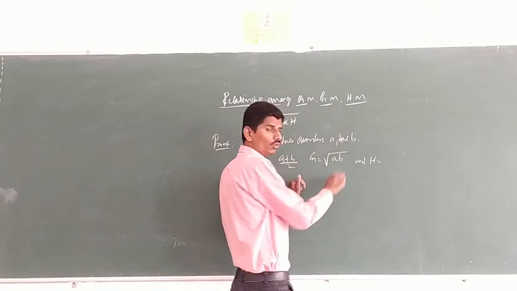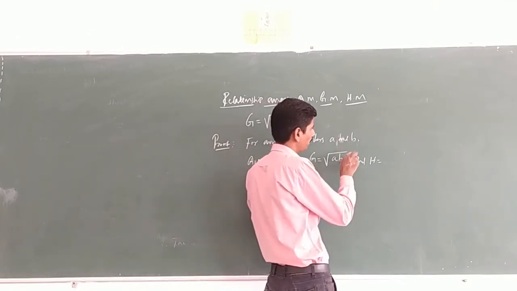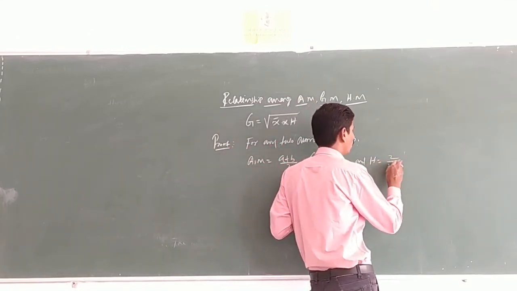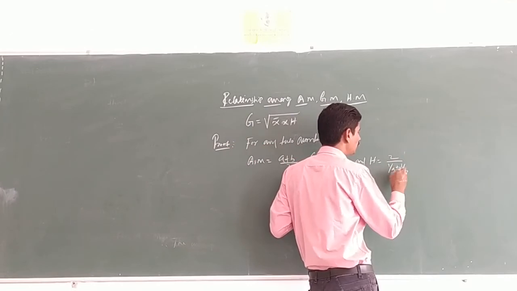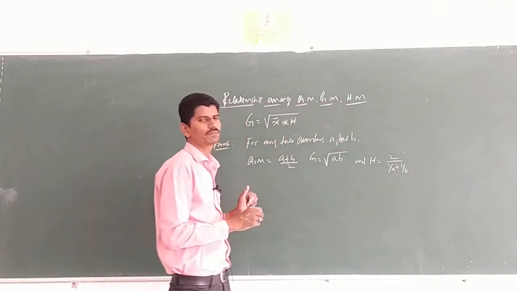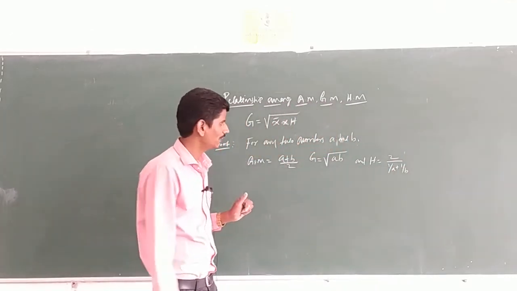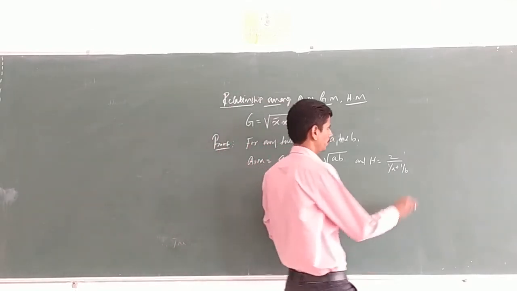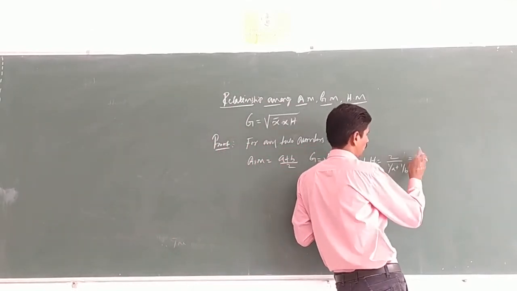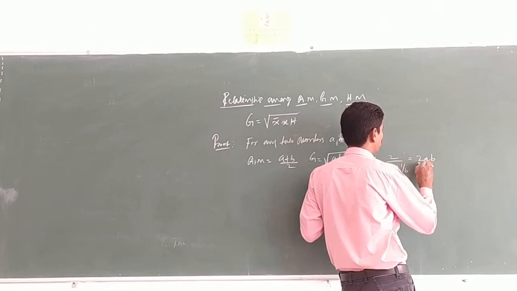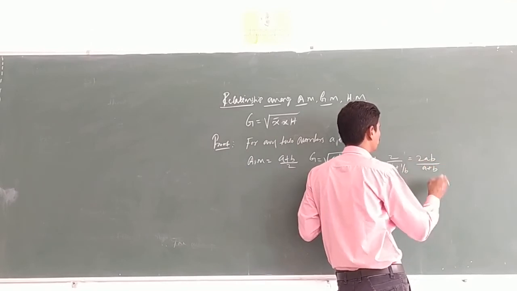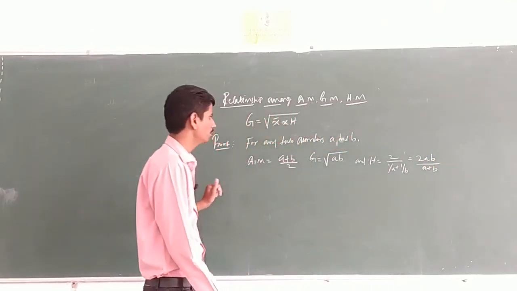The next, harmonic mean, H equal to harmonic mean. There are totally two values, A and B, so it is 2 divided by 1 by A plus 1 by B. That is the reciprocal of the given values. Then simplify, it is 2AB divided by A plus B.